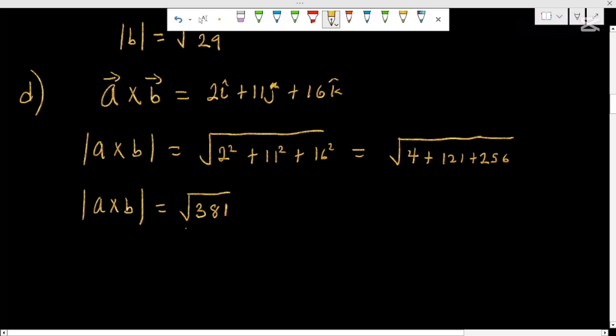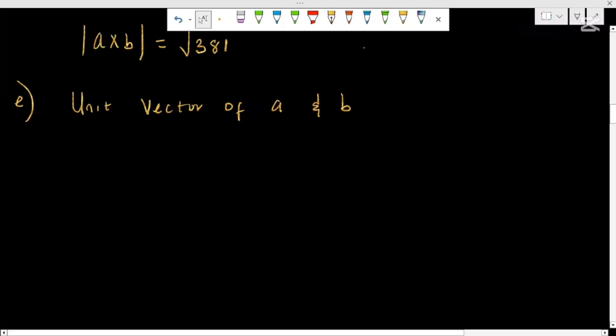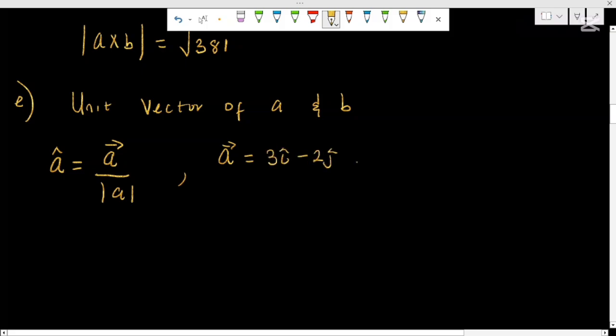So E is telling us to look for the unit vector of A and B. So let's look for the unit vector of A first. The unit vector of A is given by A hat equals vector A itself, the actual vector, over the magnitude of A. Now, if you look closely, vector A has been given, and that is vector A equals 3I minus 2J, right, plus K. And we have also found the magnitude of A. The magnitude of A is equal to the square root of 14, if you remember.